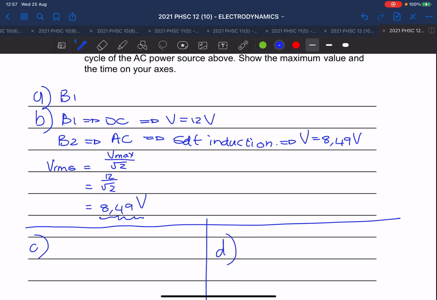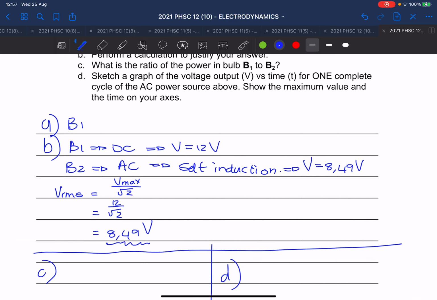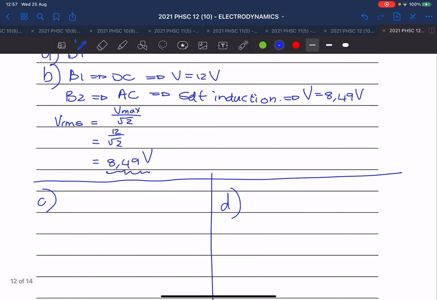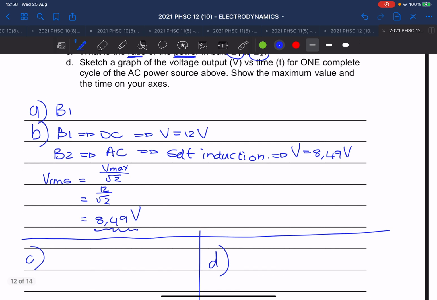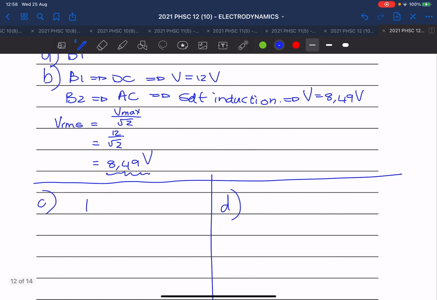Then in question C they ask, what is the ratio of power in bulb B1 versus B2? Now, for a ratio, what you do is you put it next to one another. So you say the power of B1 versus the power of B2. Now, to calculate power, there's a few formulas. I'm just going to write it down here. Power is volt times current, or power is I squared times R, or power is volt squared over R.